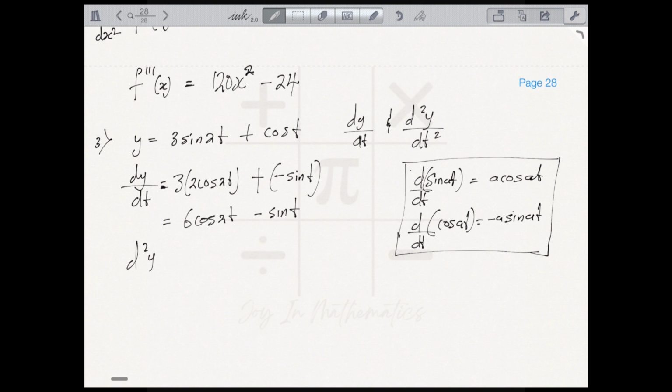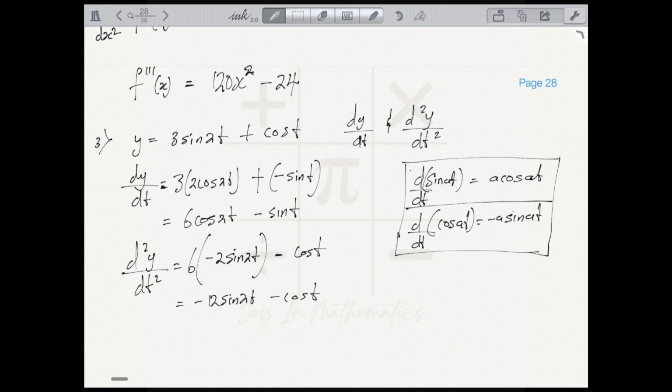Now we want to evaluate d squared y over dt squared. Differentiating 6 cos 2t, applying this principle of cos at, we have 6 times minus 2 sine 2t, minus, and differentiating sine t, we will have cos t, and this will give us minus 12 sine 2t minus cos t.